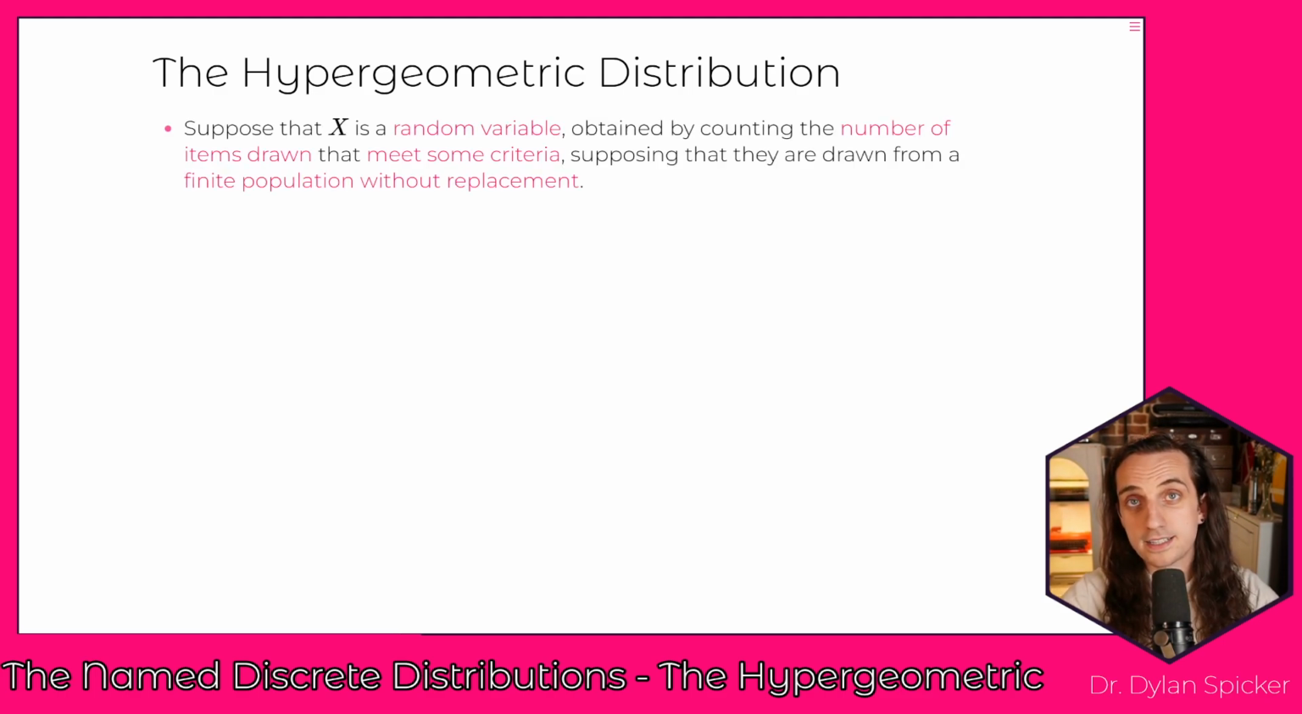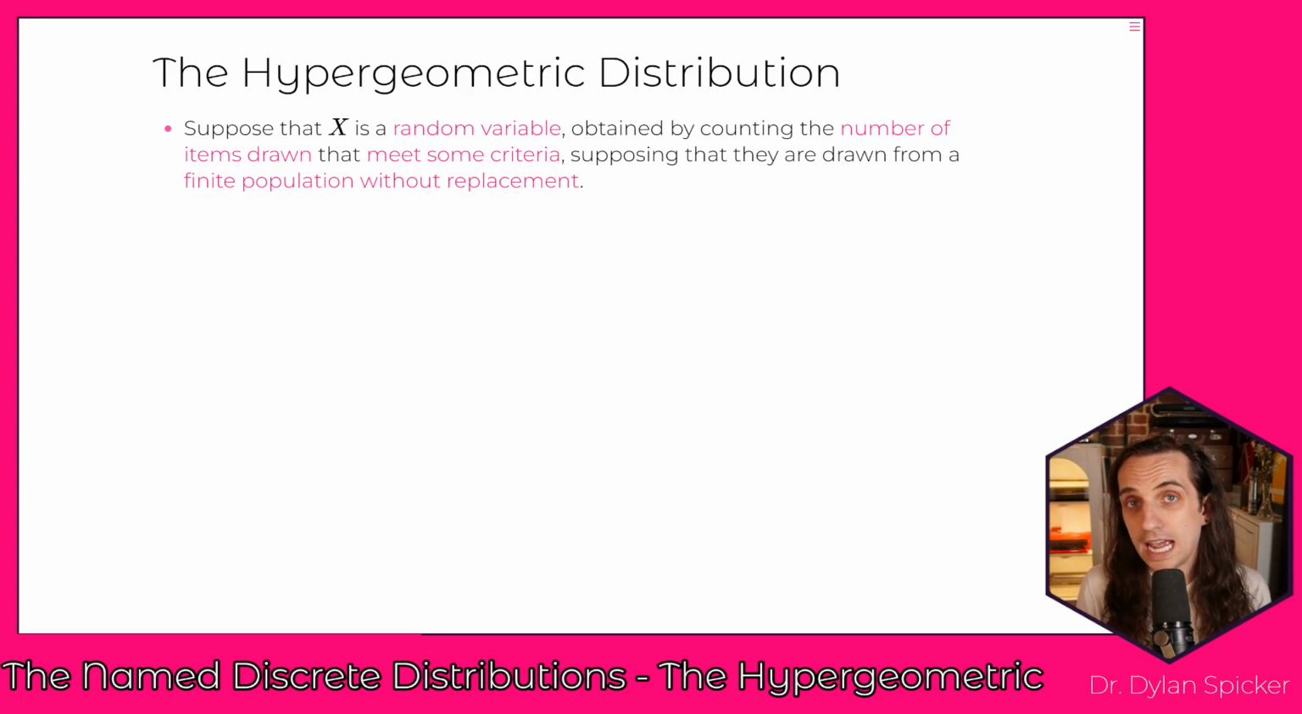Well, suppose that x is a random variable, and the random variable is obtained by counting the number of items drawn that meet some criteria, supposing that they're drawn from a finite population without replacement. So we have a collection of items, right? We have balls in an urn, we have people at a university, whatever it may be. And what we're going to do is randomly select out these individuals. We're going to take balls out of the urn. We're going to draw cards out of a deck of cards. We're going to select people at random from our university.